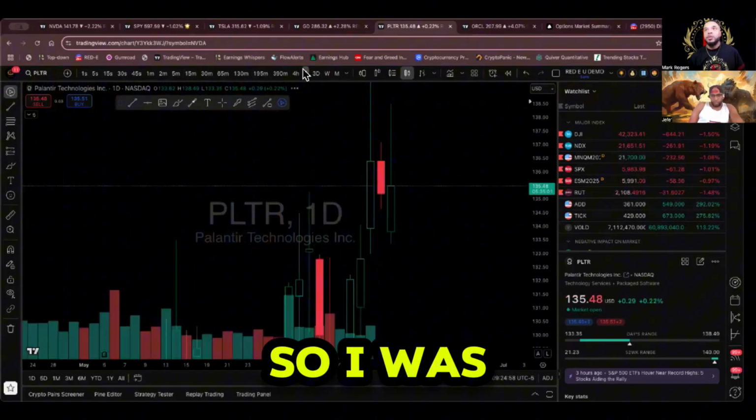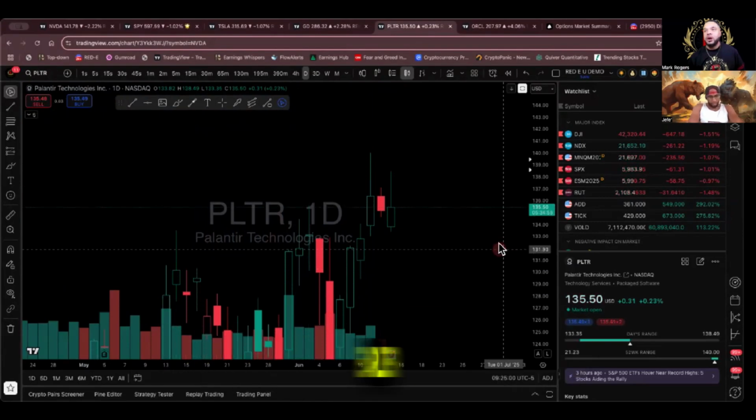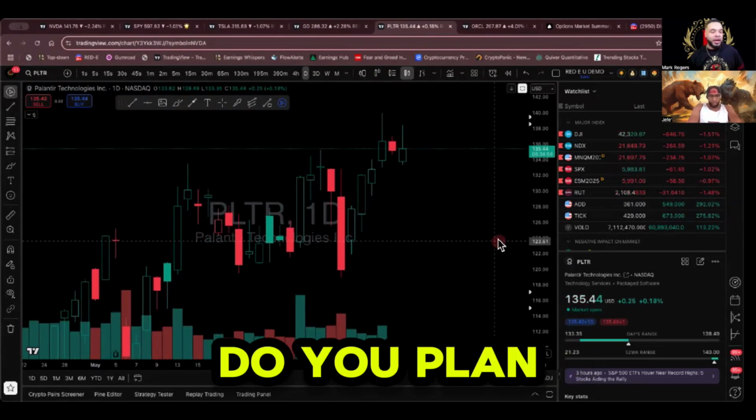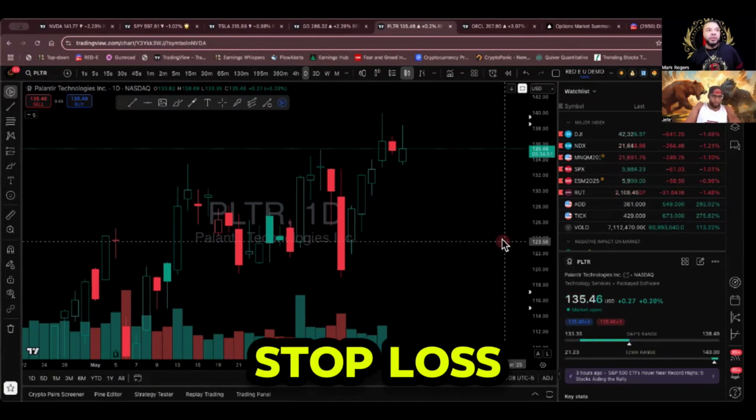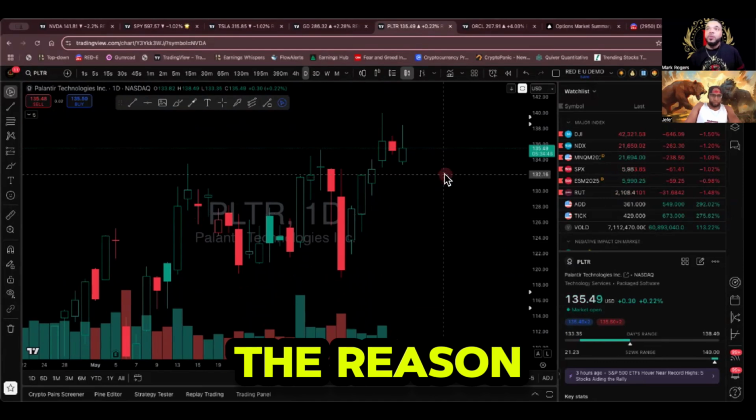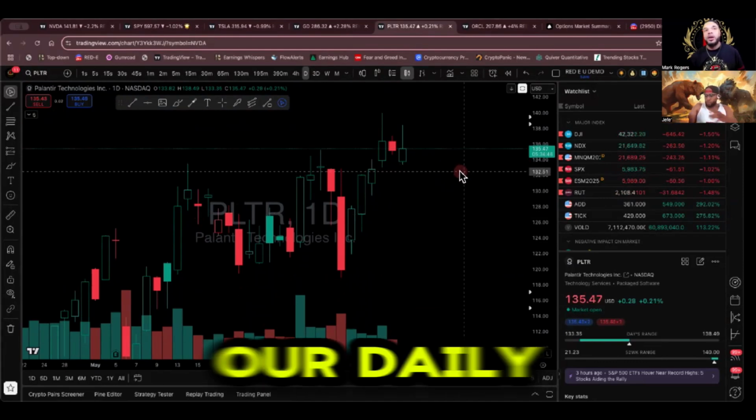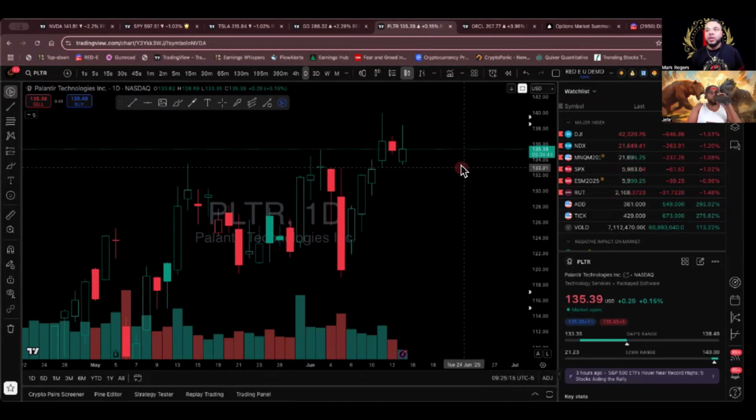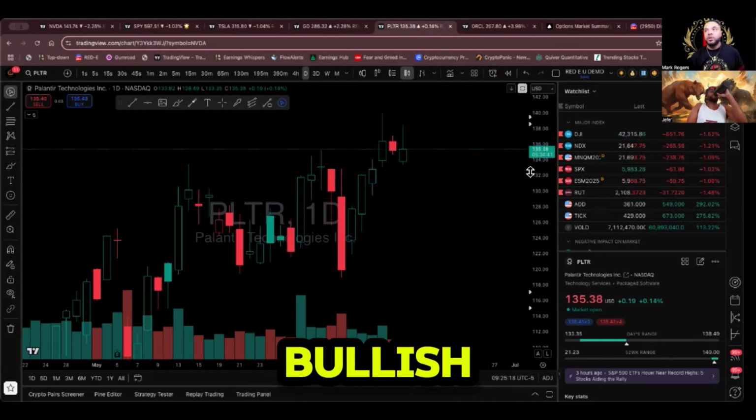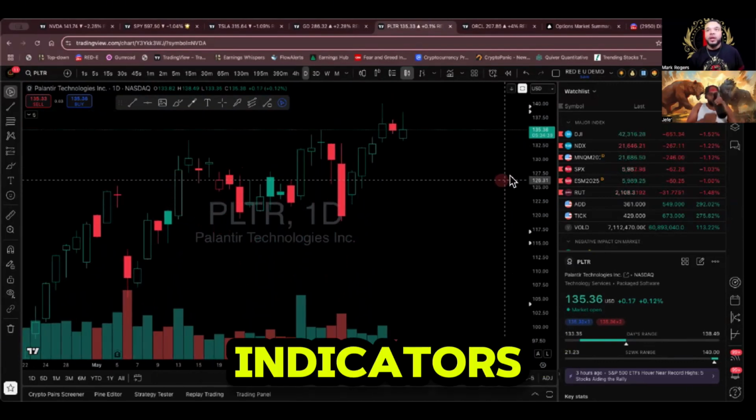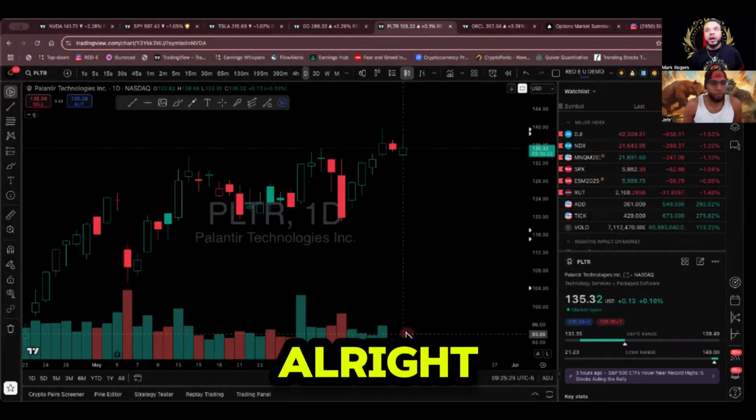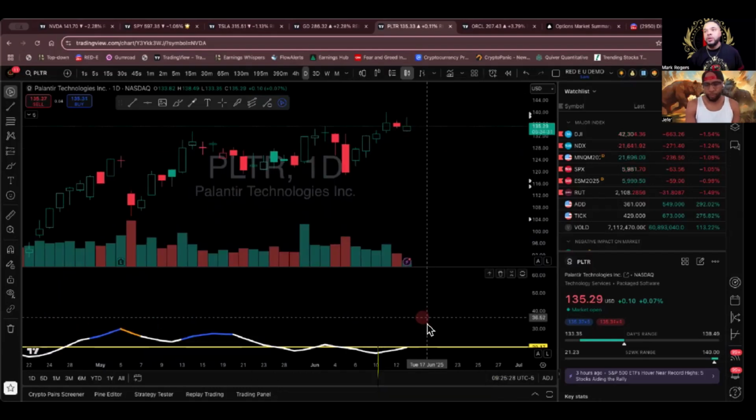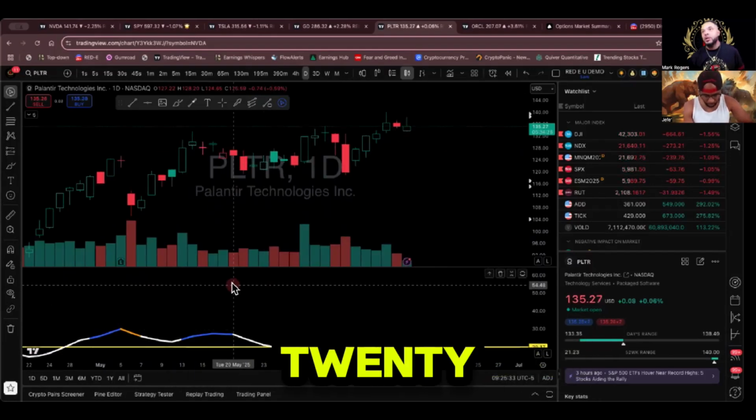So I was asked a question about Palantir earlier. Mark, do you plan on getting out of your Palantir? I don't plan on it, but I did set a stop loss. The reason why I say I didn't plan on it is because currently our daily candle is hollow, indicating that it is still in a bullish trend. Notice I don't have any other indicators up. I just see candles and volume. Granted, when we looked at the trend earlier, we saw it was just barely trying to break the 20.